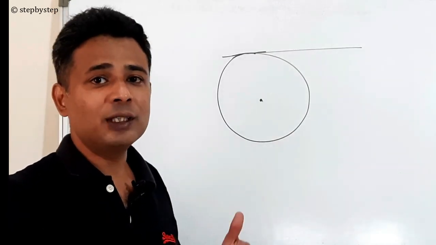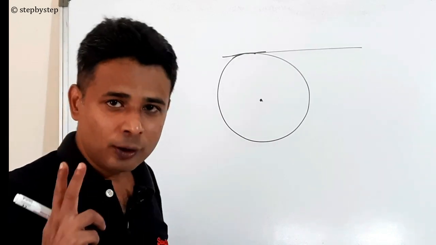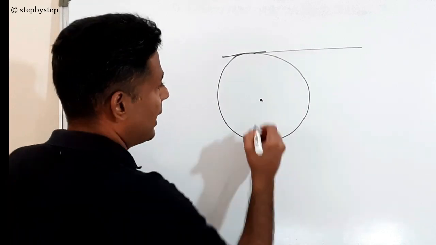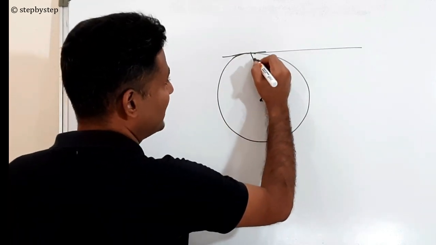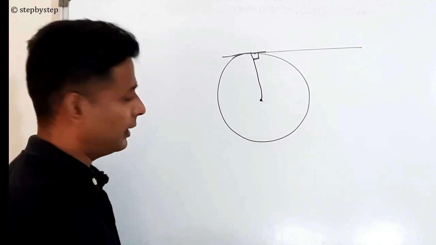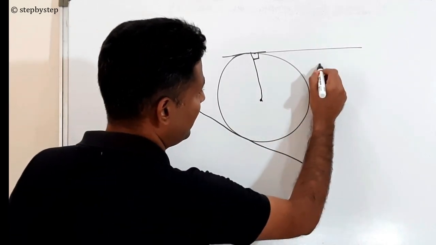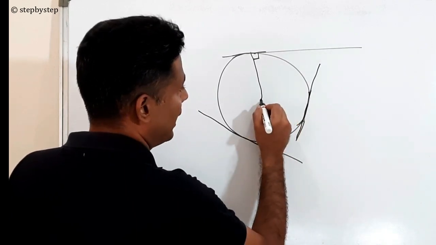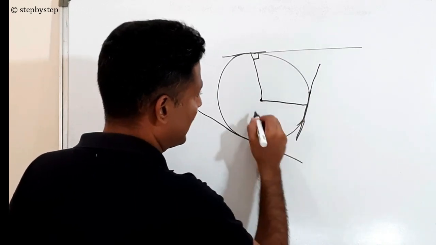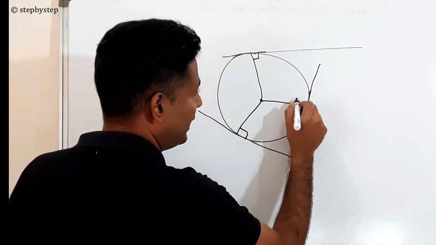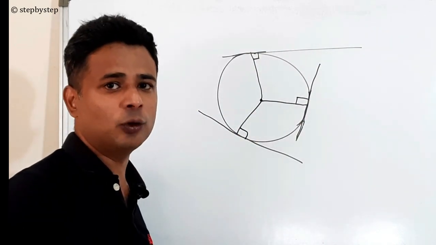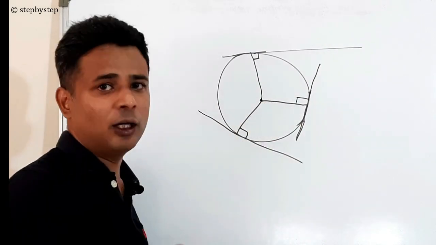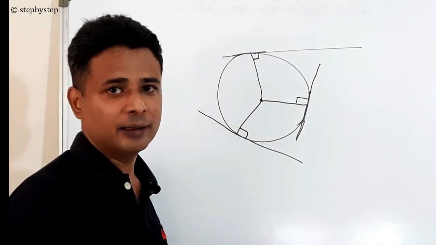Alright guys, now coming to this year, what you need to know. There are only two things you need to know. A tangent will always touch a circle at one point, and the line from the center to the tangent always makes 90 degrees. You can draw any tangent anywhere you want. It just touches the circle at one point, and the line from the center to the tangent will always make 90 degrees. This is the first thing you need to remember.